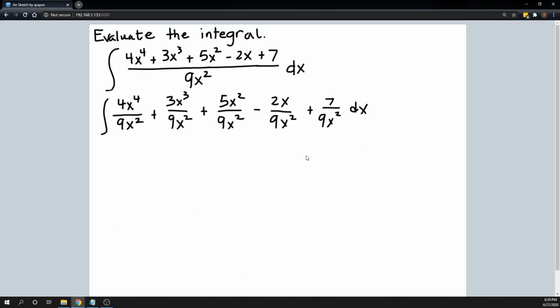All right, so now I am going to simplify these with the constants. I am going to write those as fractions on the front. So I'm going to write this as 4/9. And then x to the fourth divided by x squared is going to be x squared. So this term reduces down to 4/9 times x squared. All right, and I'm going to do that for each one of these terms here. So 3/9 is 1/3. x cubed divided by x squared is just x. On this one, I just get 5/9.